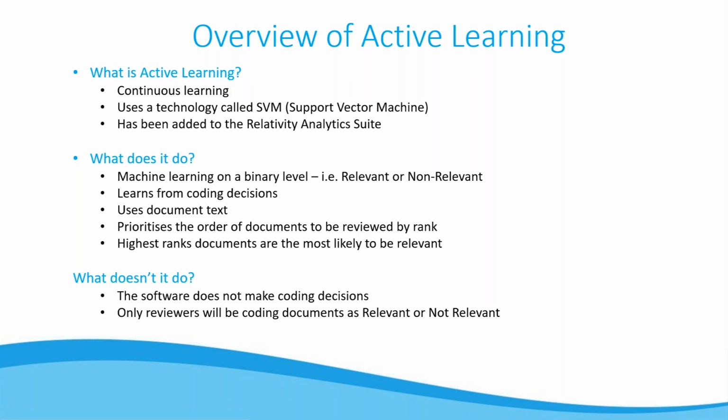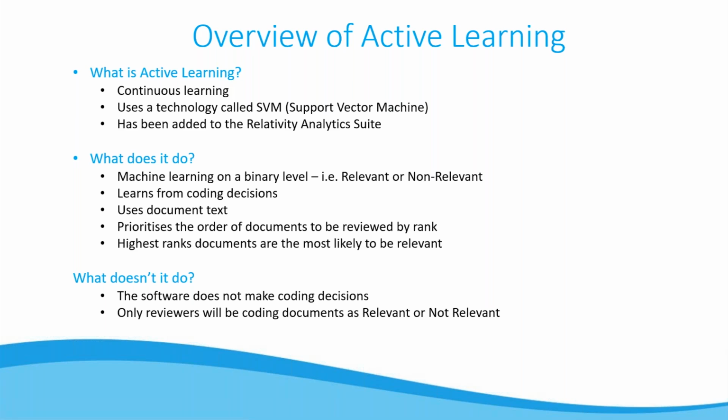We've said now that the documents are ranked based upon how relevant they're likely to be. They are prioritized based upon their ranking, and then the highest ranking documents are served up to the reviewers in their review queue. And the key difference here, one of the main attractions we find with active learning, is that the software isn't making any coding decisions. Only the reviewers will be the ones coding the documents as relevant or potentially not relevant.